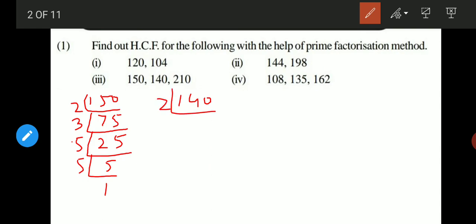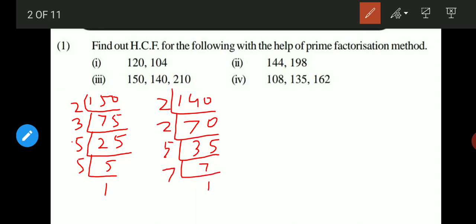140 divided by 2: 2 sevens are 14, and 0. Now 2 twos are 4 and 2 fives are 10. Once again divide by 5: 5 sevens are 35, and 7 ones are 7. Now come to the 210.